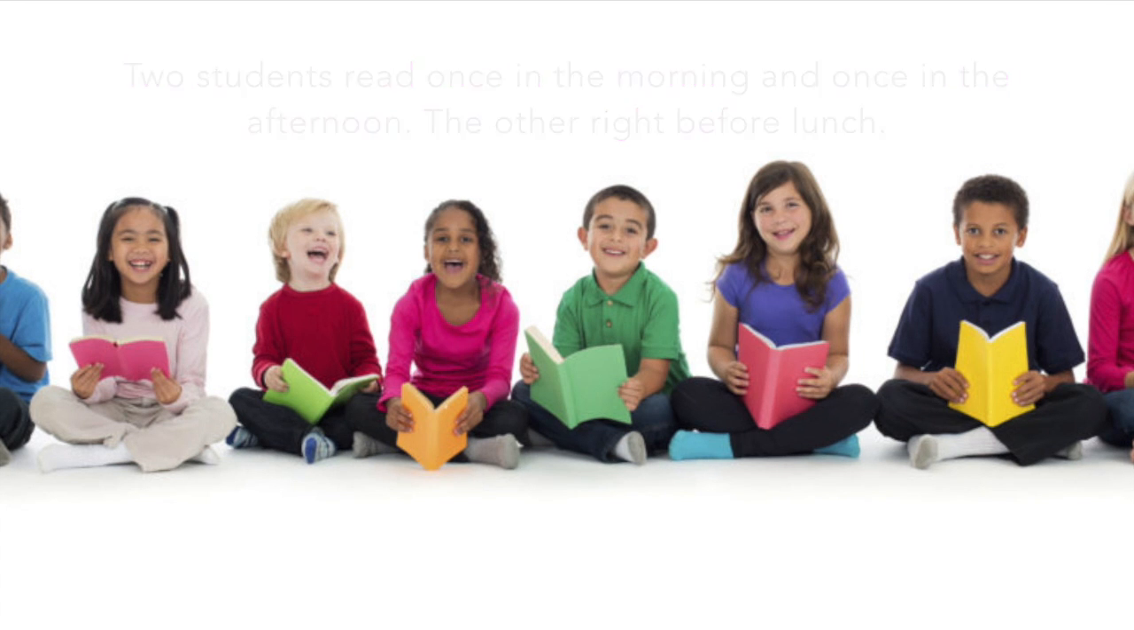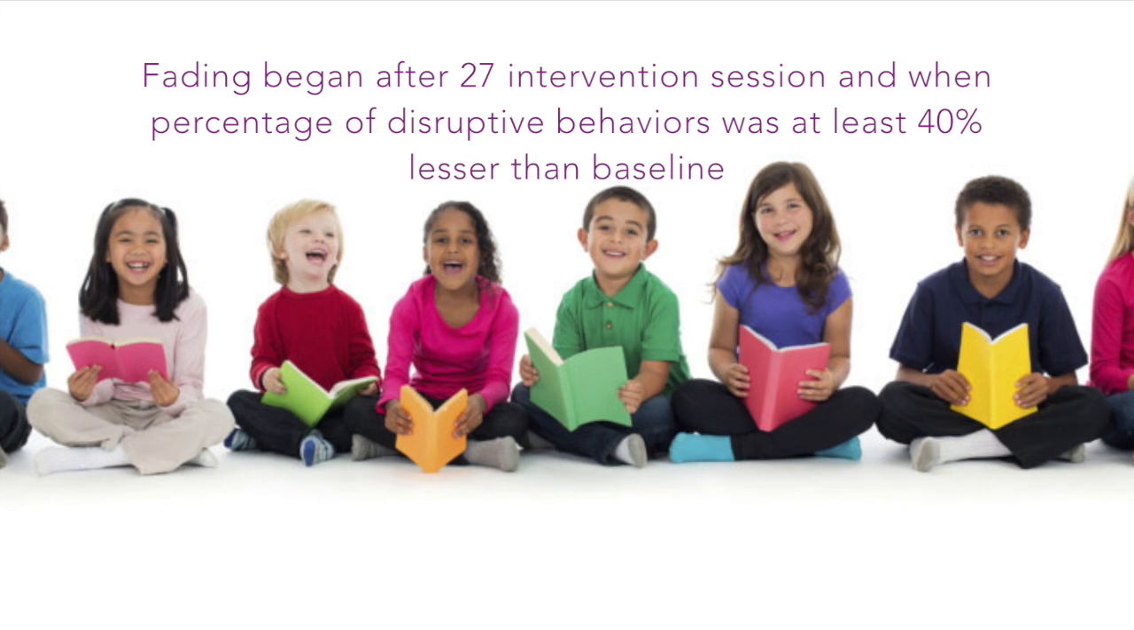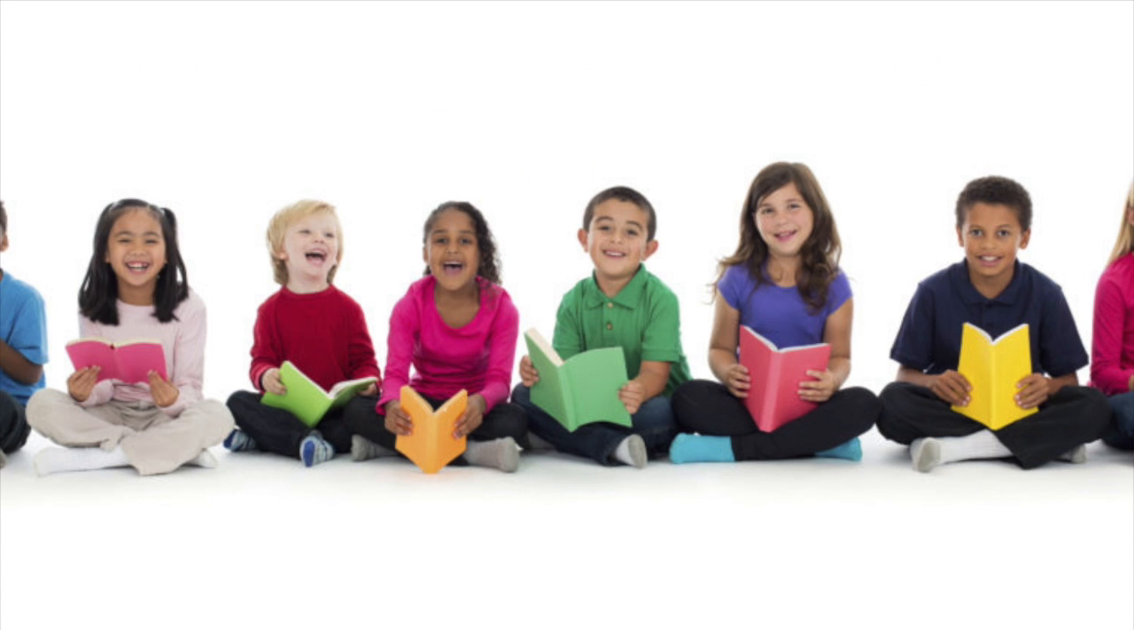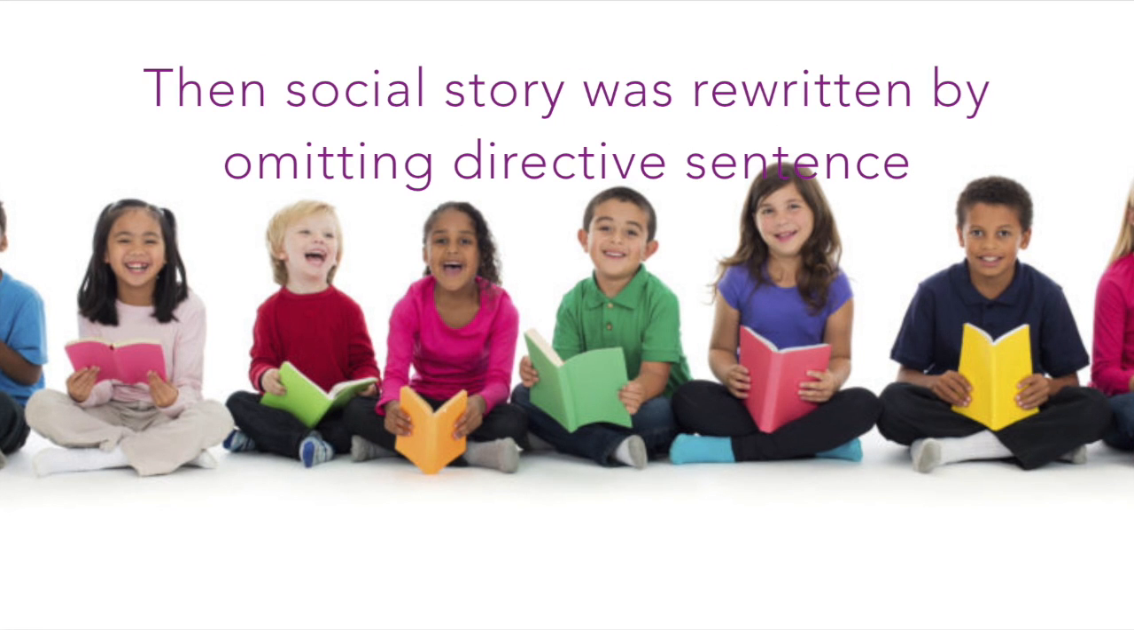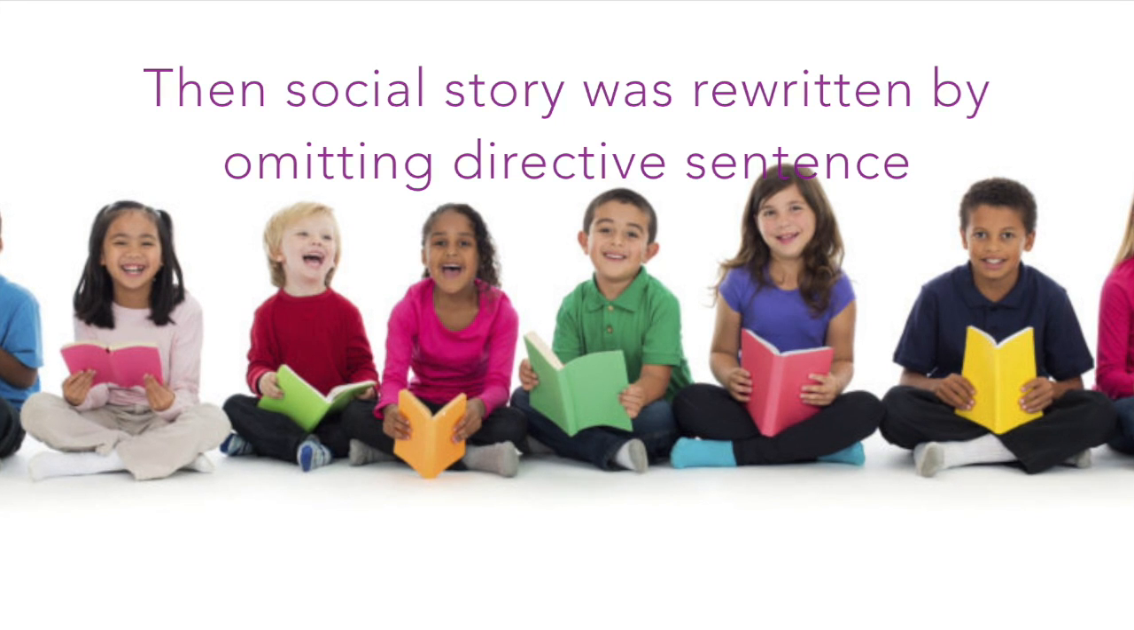Fading began after 27 intervention sessions and when the percentage of disruptive behaviors was at least 47% lesser than baseline for 4 of the last 6 data points. When the participant met this criteria, the social story was rewritten by omitting the directive sentence. Reading it this way continued for 5 sessions. If the percentage of disruptive behavior remained at least 40% lesser than baseline for 4 of the last 5 data points, then Fade B started.